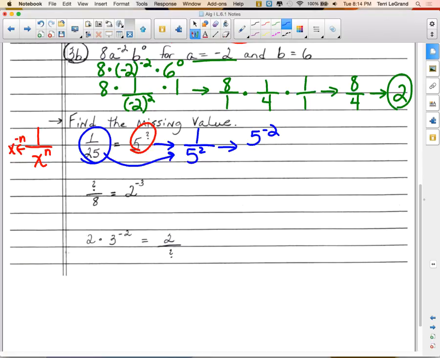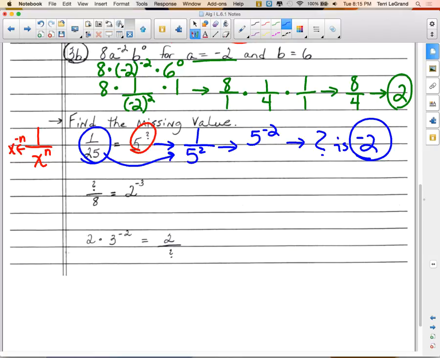We have just found our question mark. The question mark is negative 2. What power do we take 5 to that is equivalent to 1/25?